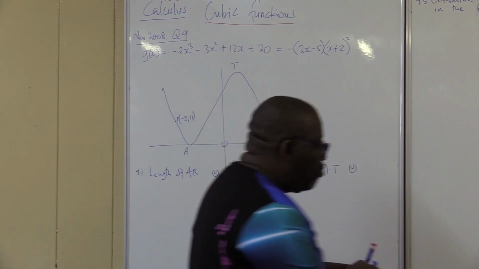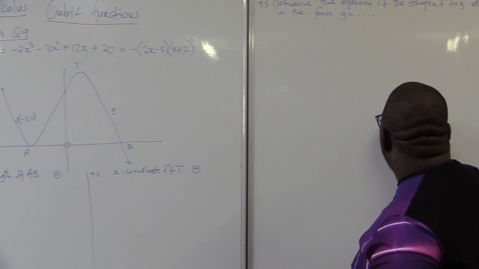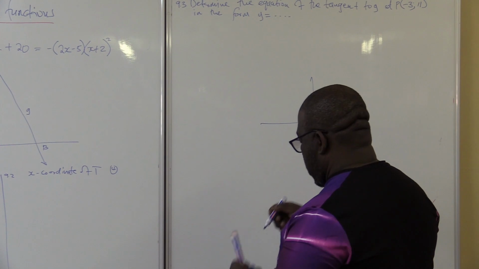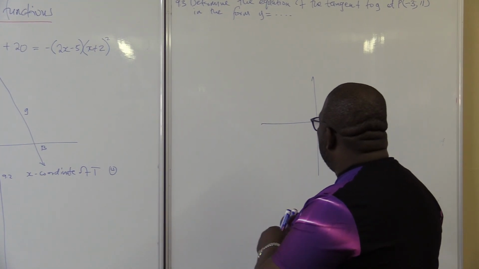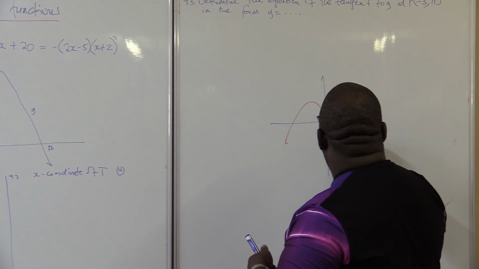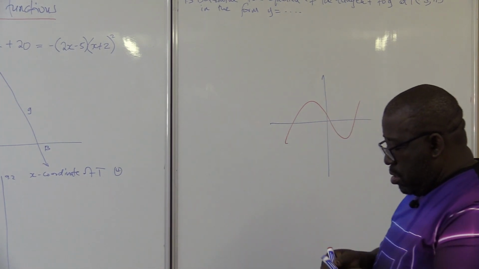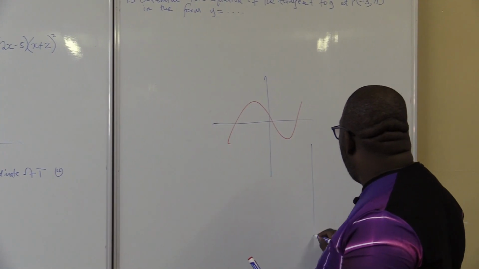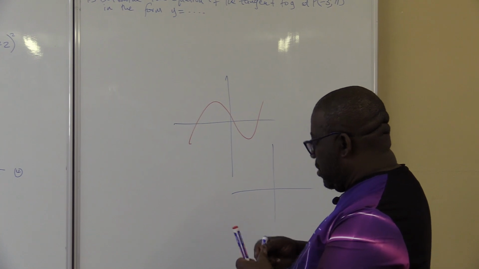I think we never touched on this one. Look at this graph here. This is the Cartesian plane, and this is the graph. Look at this one as well. And this is the graph.